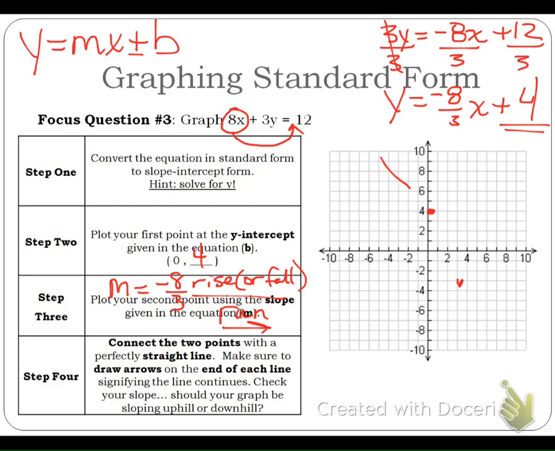Connect your dots. Draw a straight line, much straighter than I can draw with my electronic pen here. And there's our line. Double check your line. You can double check this by looking at your slope. Notice that I have a negative slope, so I should expect my line to be going downhill. If you were to write your name on your line, do you see that your line is going downhill? So that's a good check to make sure you did graph it correctly.